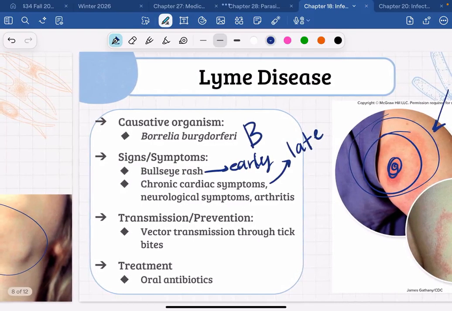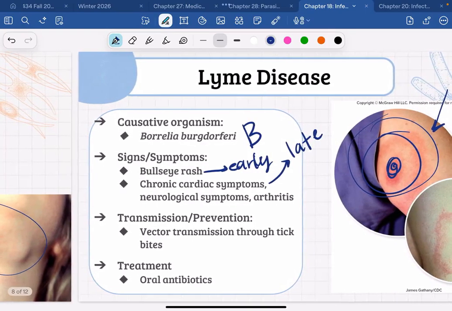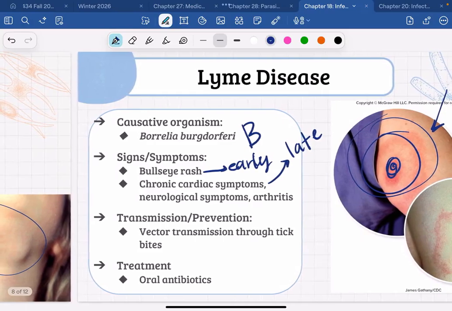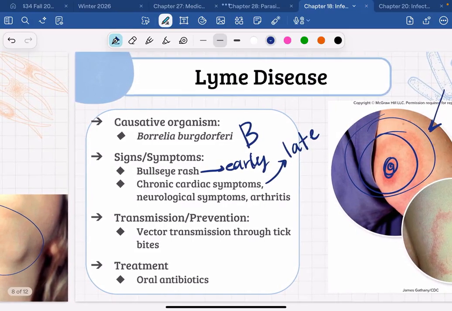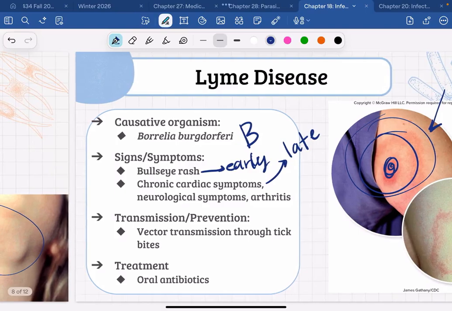Treatment for Lyme disease is usually oral antibiotics. If it's treated, treatment is usually very successful. But like I said, sometimes people will go months and months and months without being treated for Lyme disease because the symptoms can be hard to pin down.